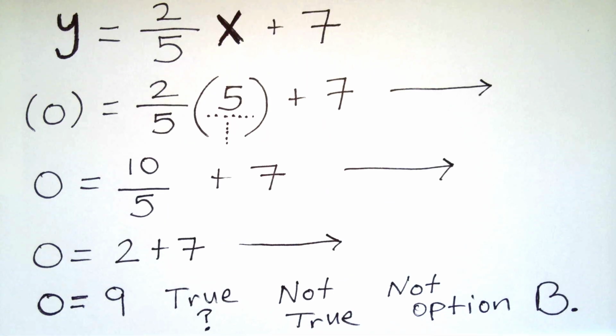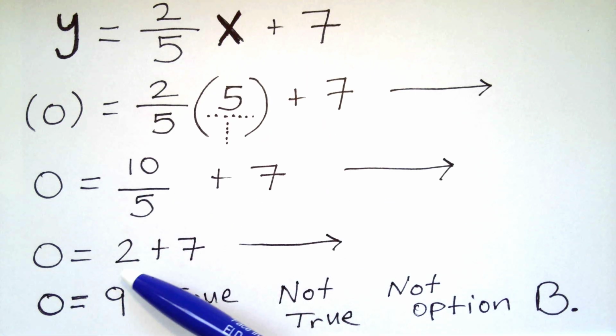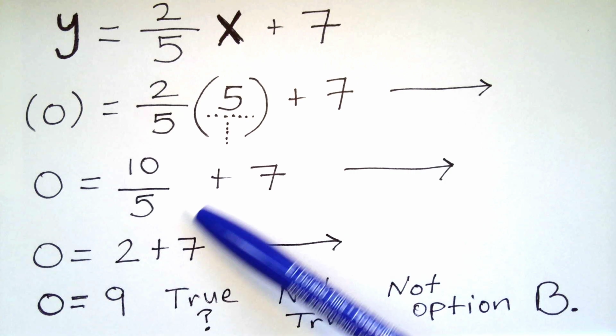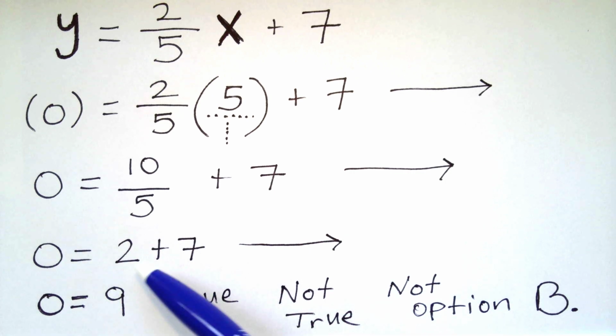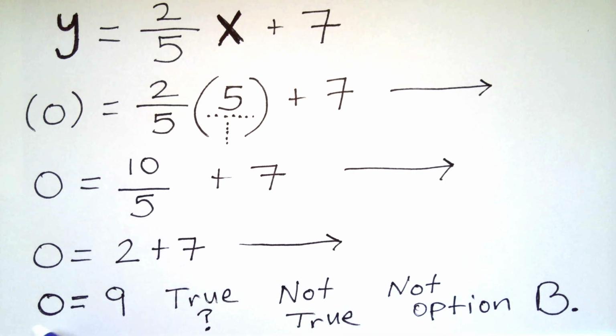Okay, if you said 2, 10 divided by 5 is 2. Positive 2. Plus 7. What's 2 plus 7? It's 9. Does 0 equal 9? Is that a true statement? No, it's not a true statement. The answer cannot be option B.